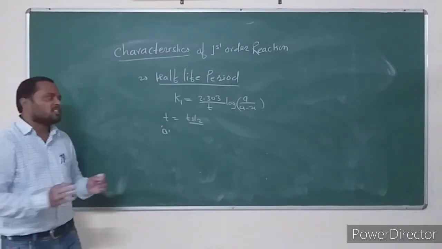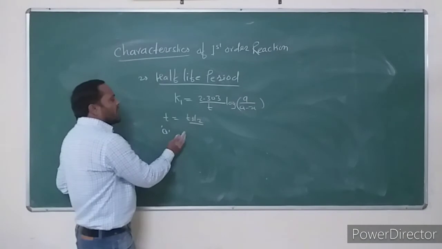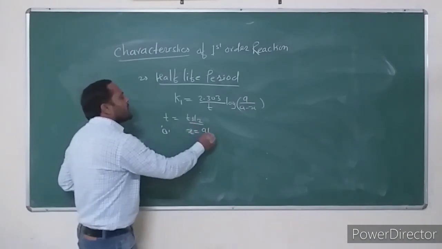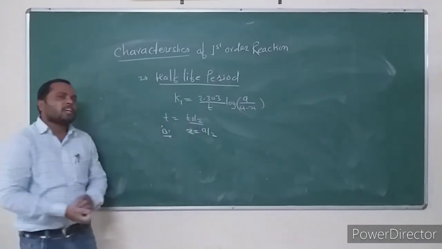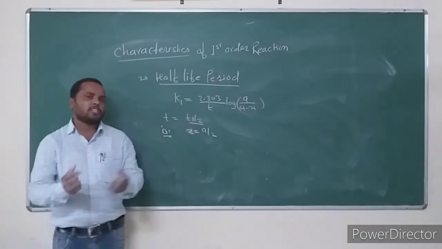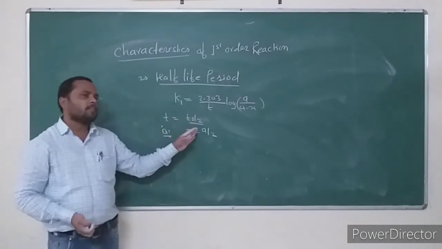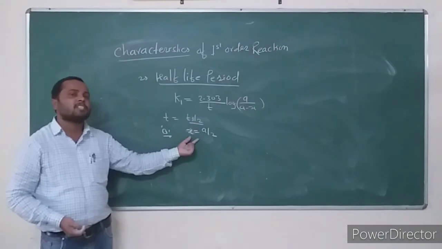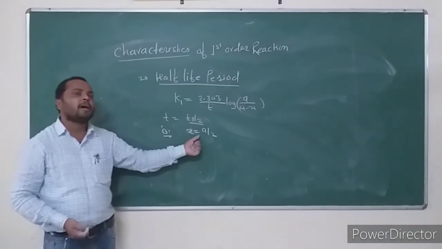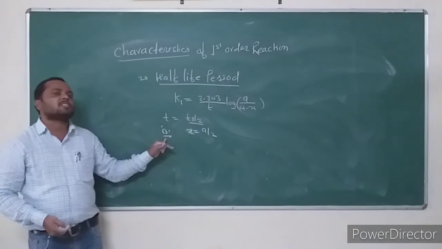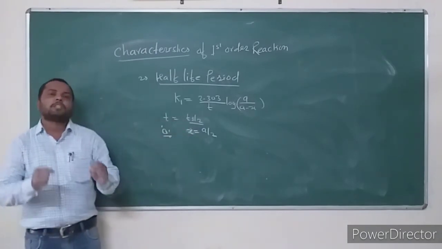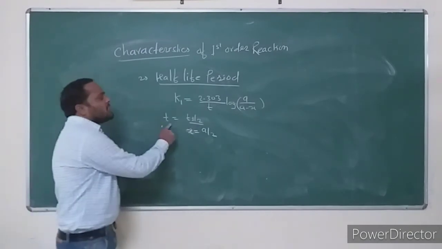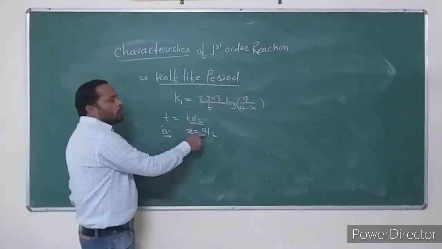A is the initial concentration. Then at t is equal to t half, x becomes a by 2. At the half-life period, the initial concentration should be 50% reacted. So x is equal to a by 2. A is the initial concentration, then x becomes a by 2. The 50% reactant is reacted and 50% is unreacted. When t is equal to t half, then x is equal to a by 2.